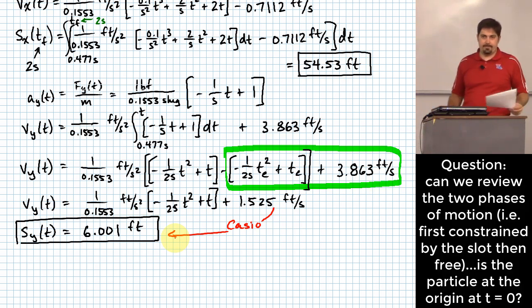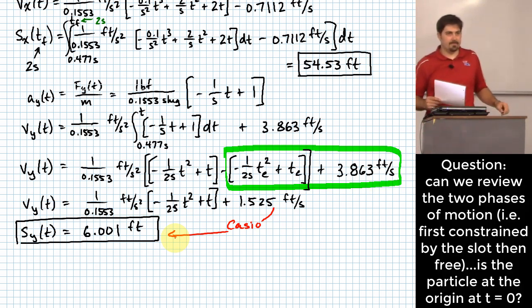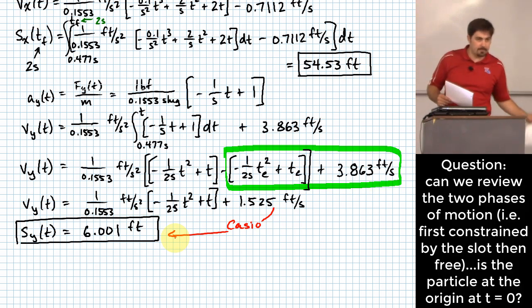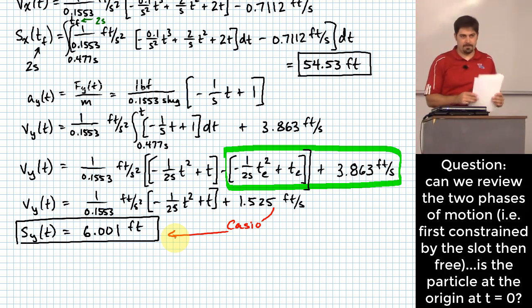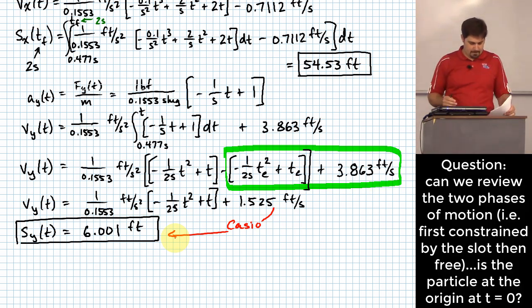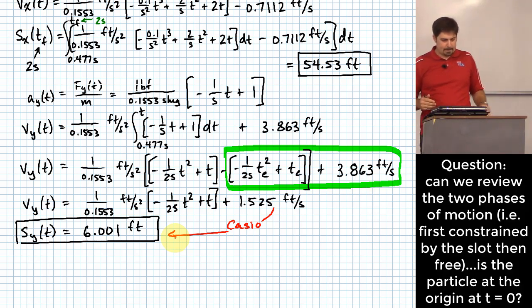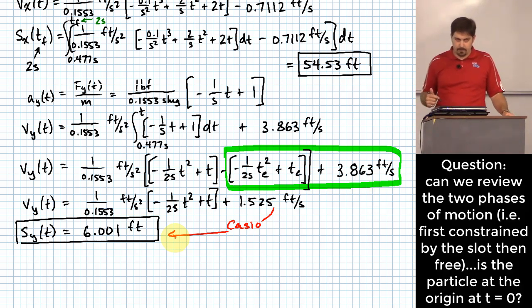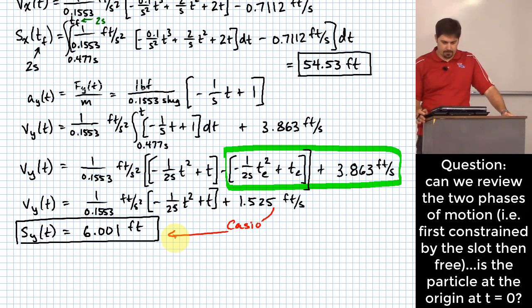Questions on that one? Yes, sir. We wanted to know position after 2 seconds. Do you have to add the 54 to the original position since that's only 0.477 seconds to 2 seconds, and that's not a full integration over 2 seconds?